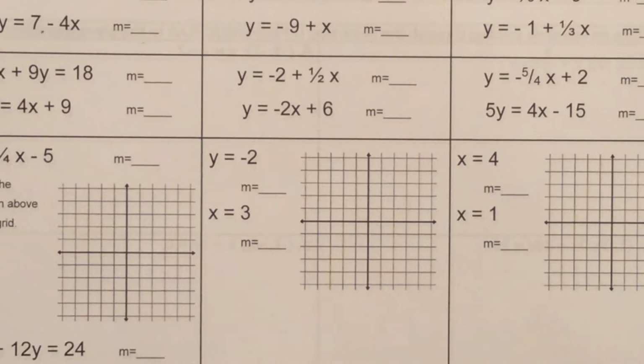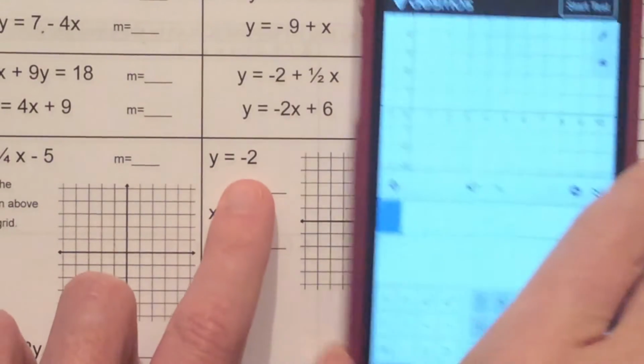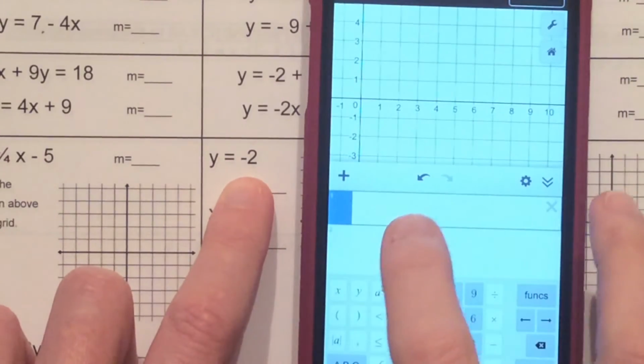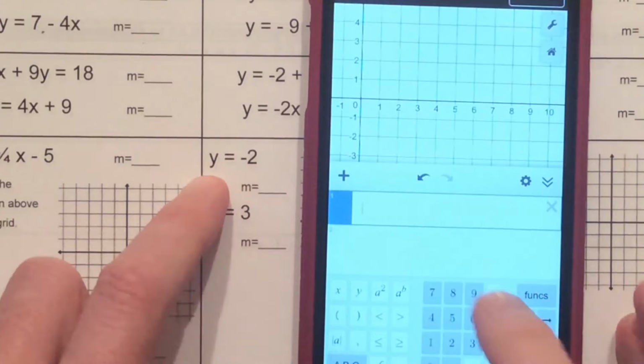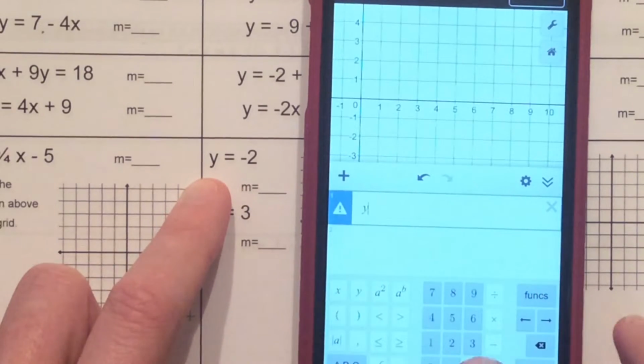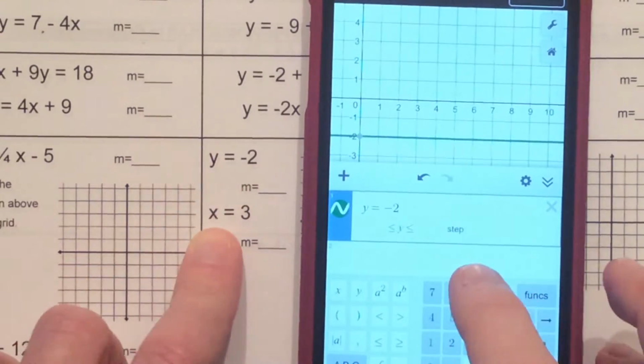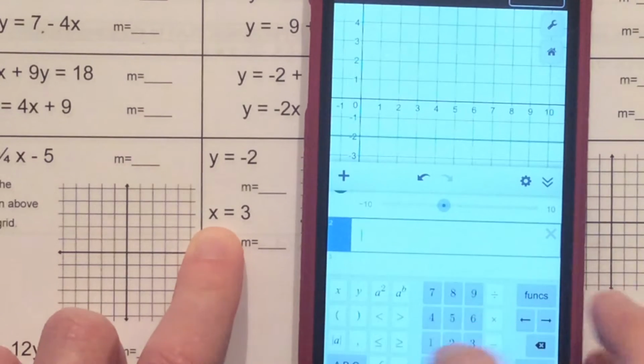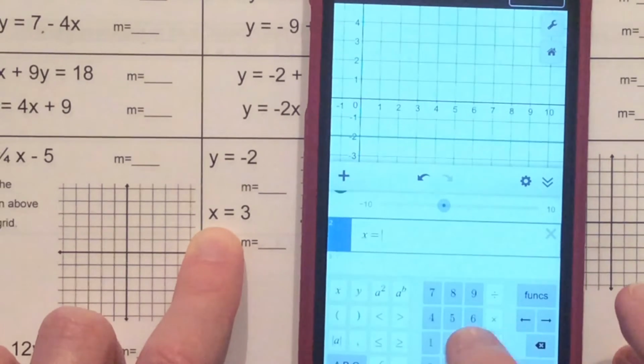At this point, you should have most of the worksheet done. And now what we're going to do is go and type these in on Desmos. And Desmos is, again, pretty cool. Our yellow calculators that we used to use couldn't do the second equation, x equals 3.